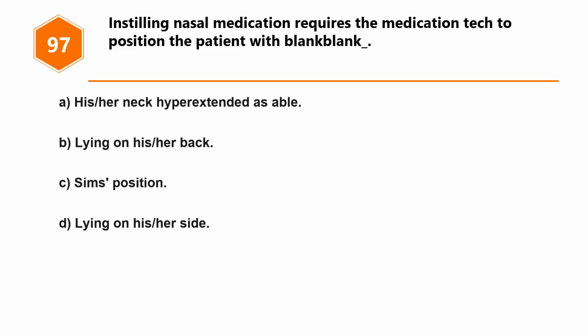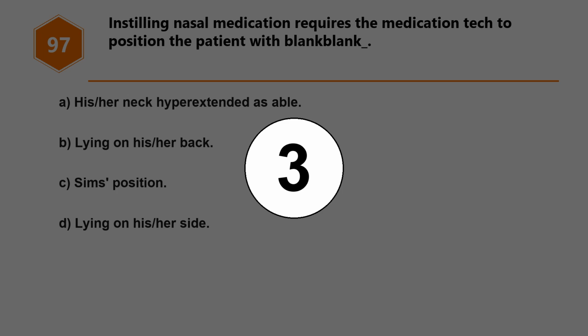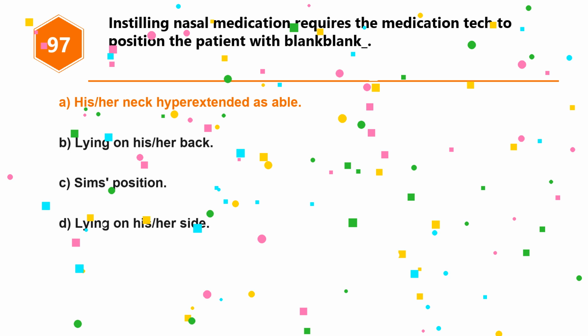Option A, his/her neck hyperextended as able. Option B, lying on his/her back. Option C, SIMS position. Option D, lying on his/her side. The correct answer is option A, his/her neck hyperextended as able.